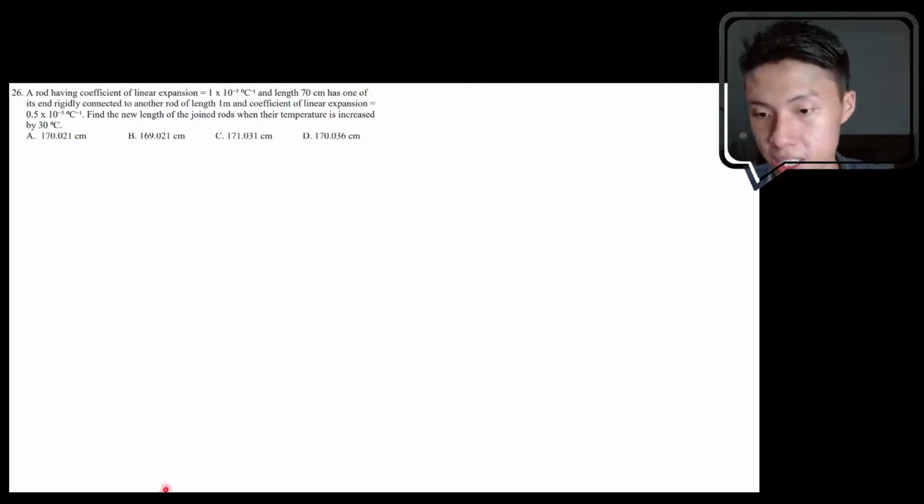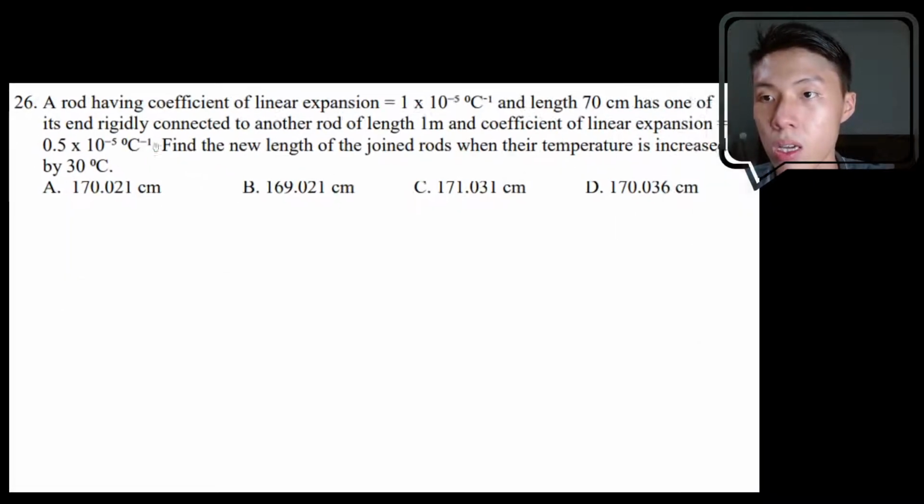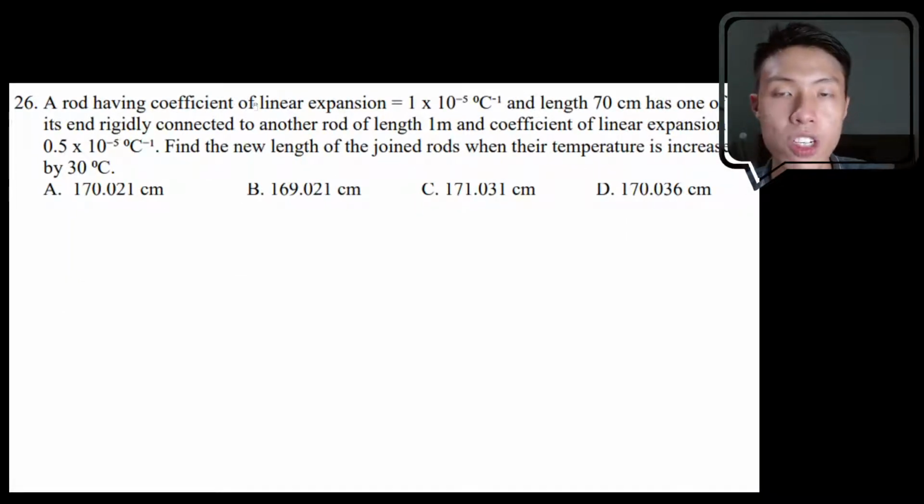Question 26. A rod having coefficient of linear expansion of 1 times 10 to the power of negative 5 per degree Celsius and length of 70 cm has one of its end rigidly connected to another rod of length 1 meter and coefficient of linear expansion of 0.5 times 10 to the power of negative 5 per degree Celsius.